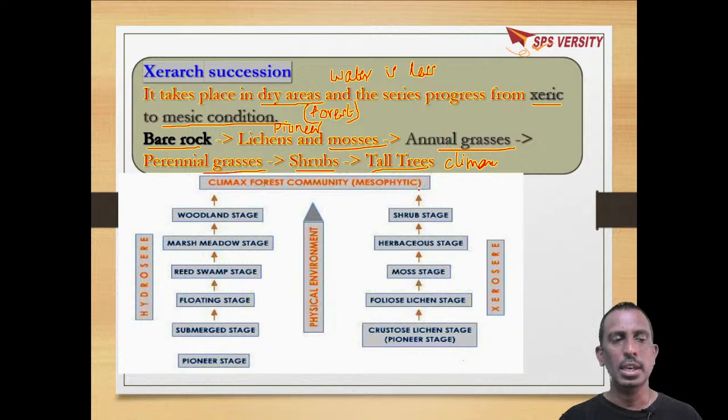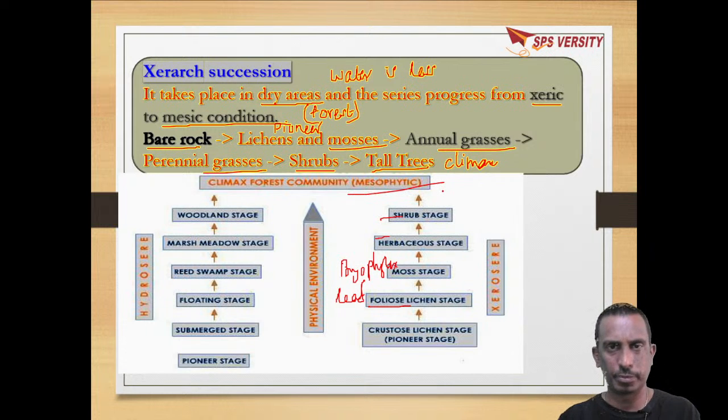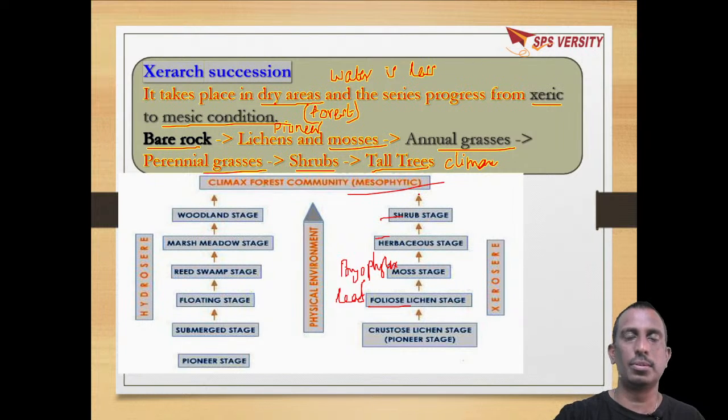Here you can see the pioneer stage is the lichen stage, the crustose lichen stage. The next stage is the foliose lichen stage. Foliose means leaf-like, expanded. Moss stage means the bryophytes. After the lichens, next it is occupied by bryophytes. Herbaceous stage, next is the shrub stage, next is the forest stage, which is the climax community, where the forest stage is occupied by tall trees.